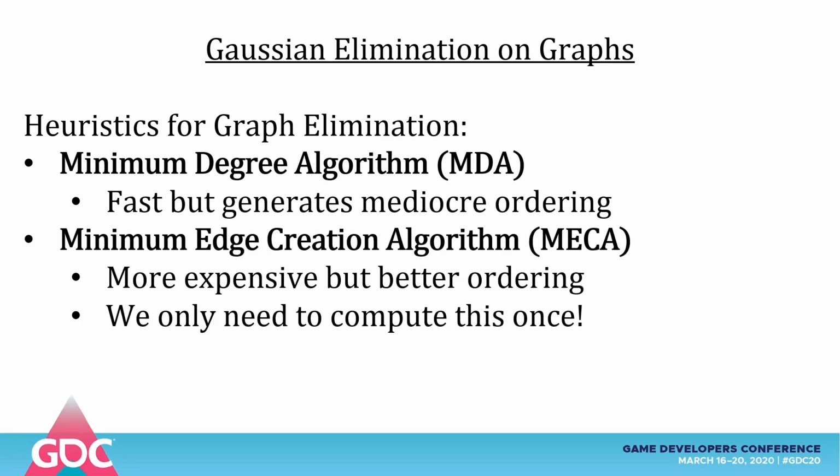The second one, the minimum edge creation algorithm, is more expensive but in general produces much better ordering. This is our invention and is more appropriate for medium-sized problems where the graph does not exceed hundreds of nodes. Also, we can afford running a more expensive algorithm because we only need to compute this once per mechanism and cache the results to reuse every frame.